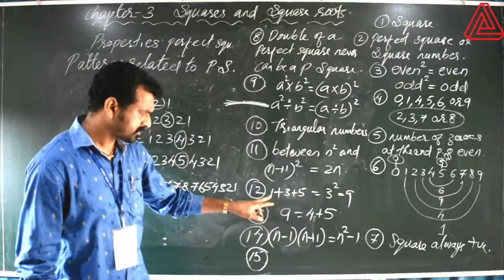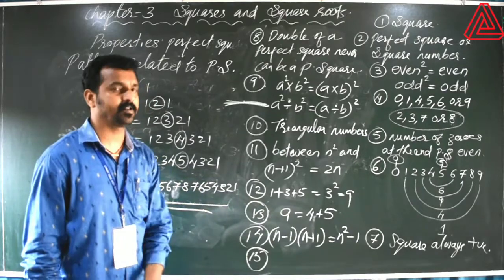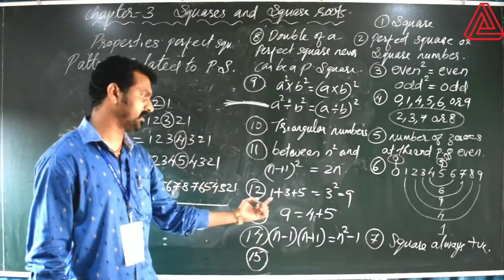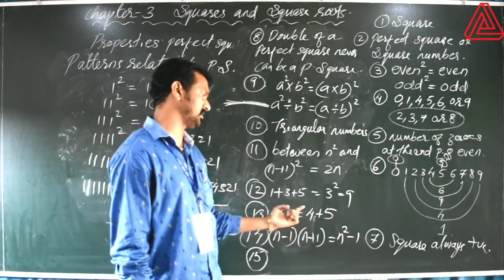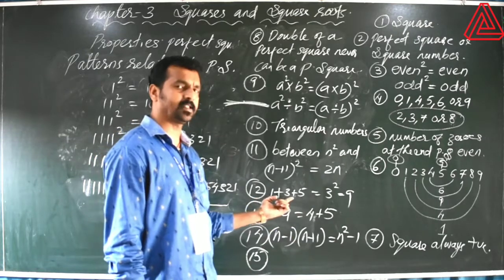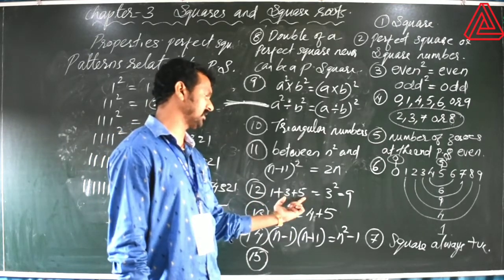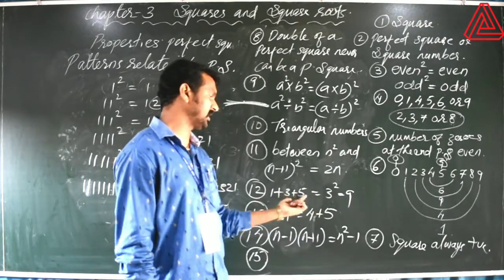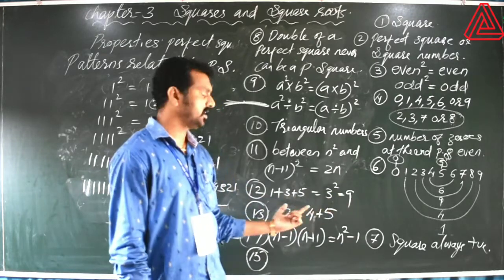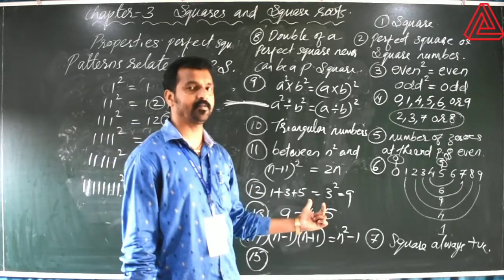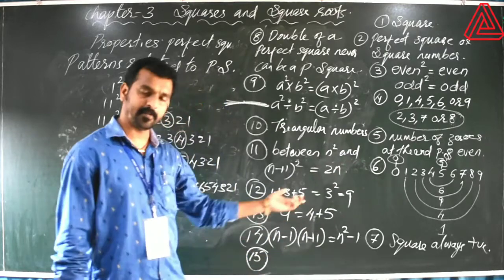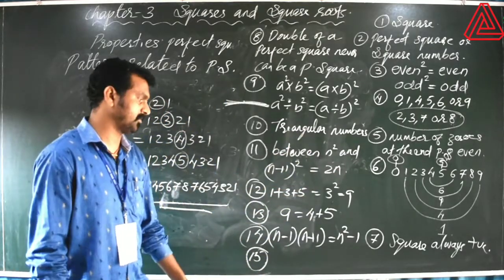Then sum of the consecutive odd natural numbers. Suppose first 3 odd natural numbers, if we are adding, then we will get the answer 3 square, 9. If 4 odd numbers we are adding, then 4 square, 16 will come. If 5 odd numbers, 5 square, 25 will come as the answer.